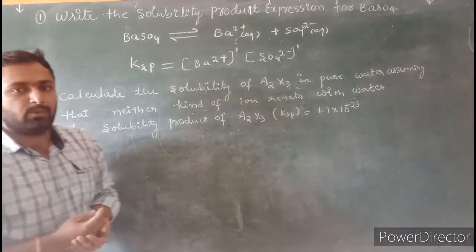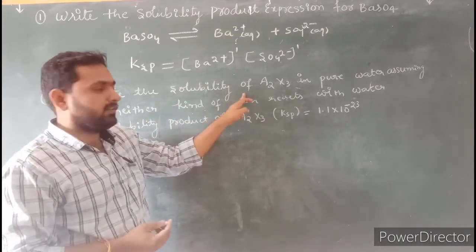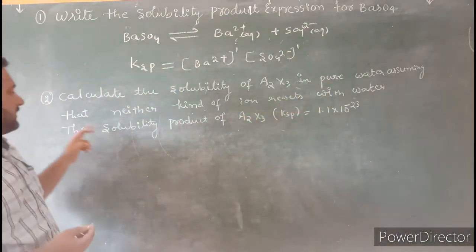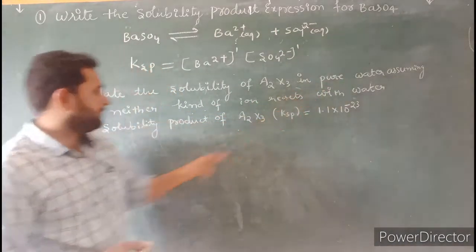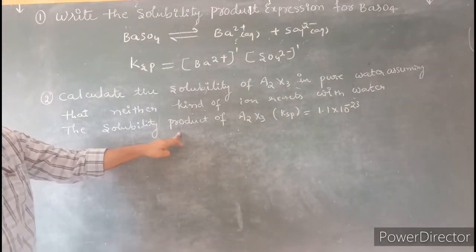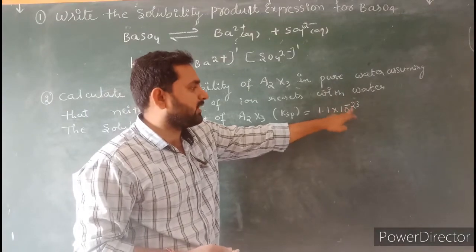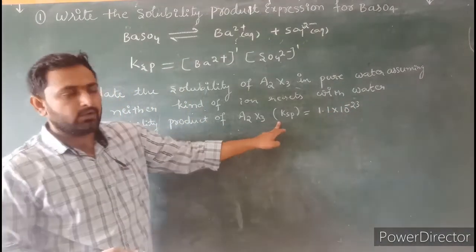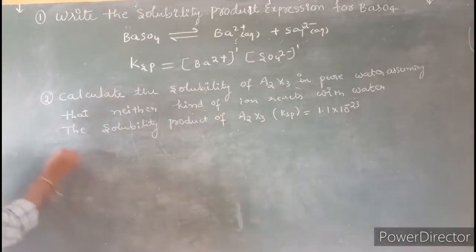Next let us solve the second numerical. Calculate the solubility of A2X3 in pure water, assuming that neither kind of ion reacts with water. The solubility product of A2X3 is equal to 1.1 times 10 to the power minus 23. Here the Ksp value is given, and we have to calculate the solubility. Now first let us write the given data.